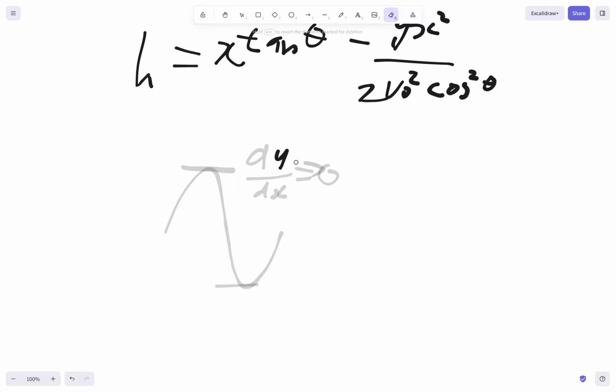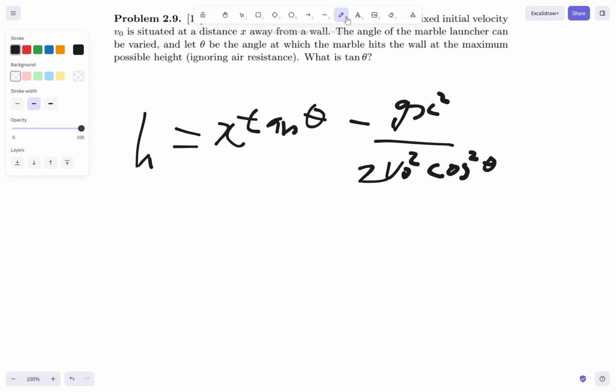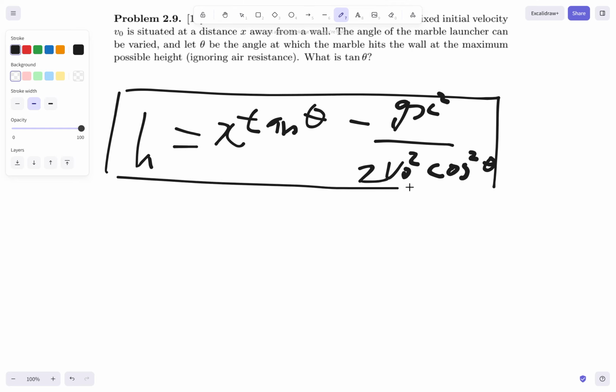So we're going to apply calculus. In order to find the maximum, we need to find a place where the rate of change equals 0, and that happens where the derivative of the function equals 0. So we're going to take the derivative of this function with respect to theta. Why theta instead of x? Well, one, x will be constant, and two, theta is the thing we're changing. That's the thing we want to find.